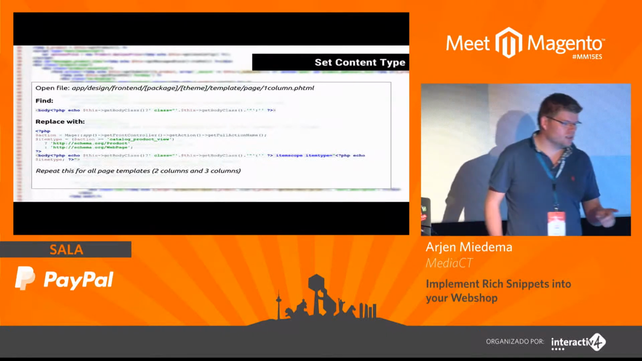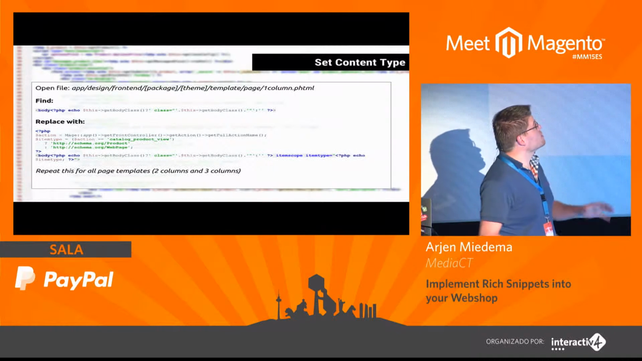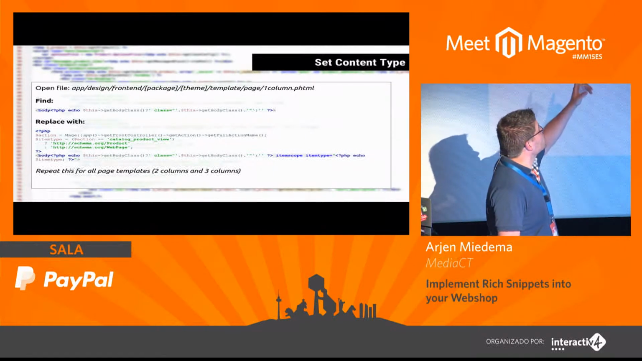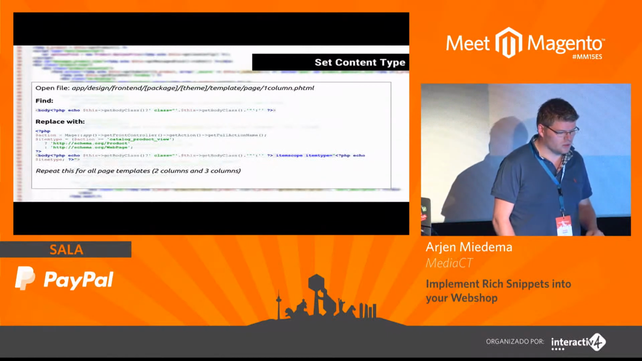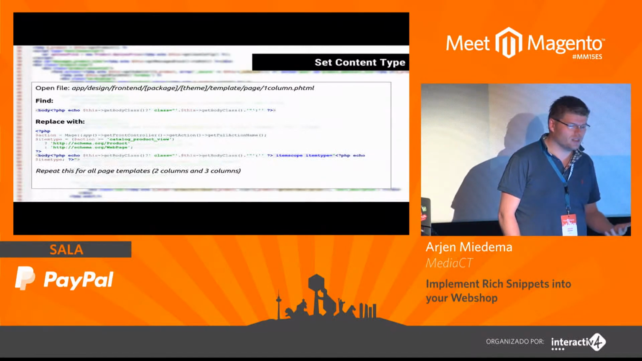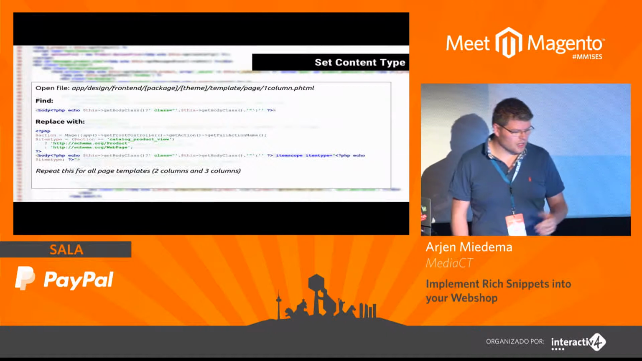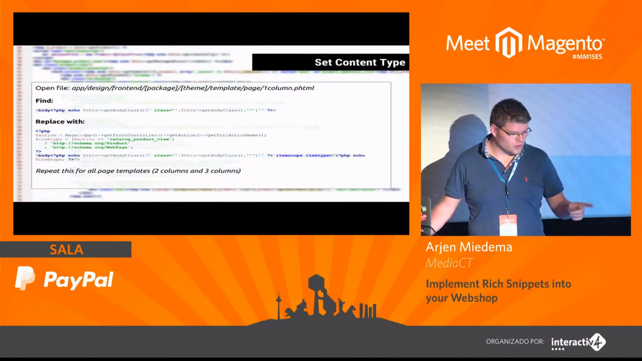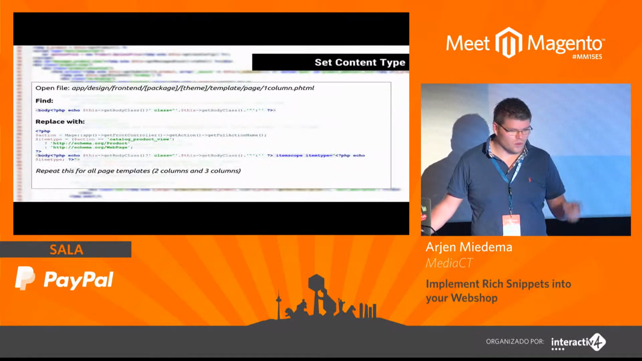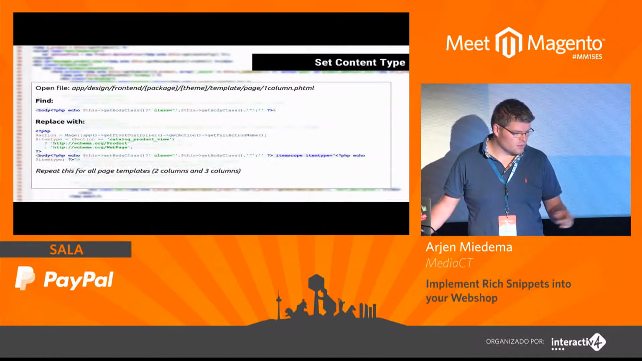What I do here in the basic HTML templates is check if it's a product, and if not, make sure it will parse a web page item type, and be sure to edit all template types, so 1 column, 2, and 3 columns.